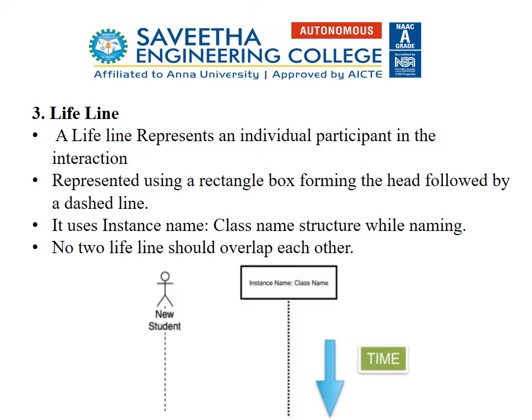A lifeline represents an individual participant in the interaction. It is represented using a rectangle box forming the head followed by a dashed line. In the rectangle box, we represent the object name, right? So we use the same naming convention used in object names, like instance name colon class name.